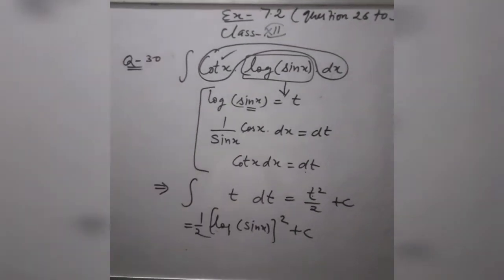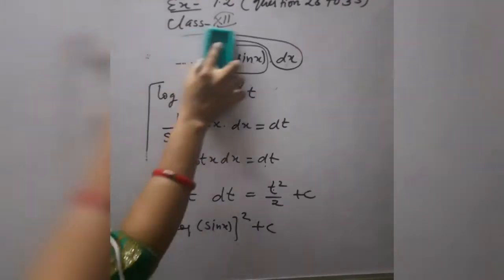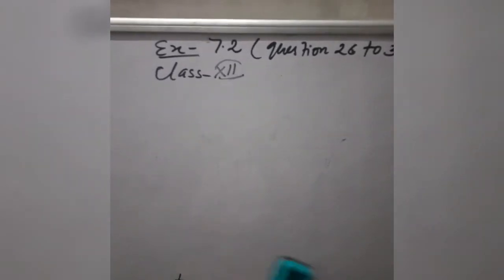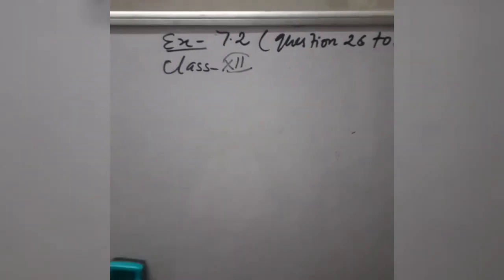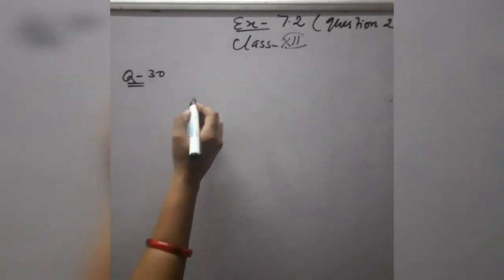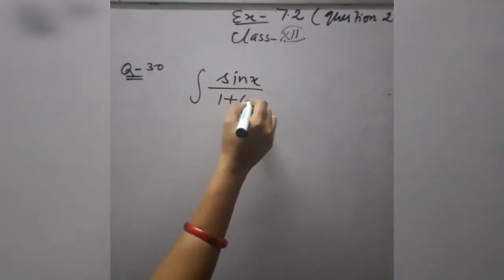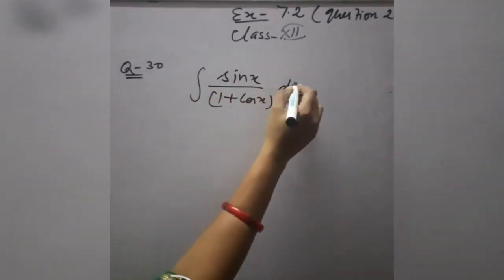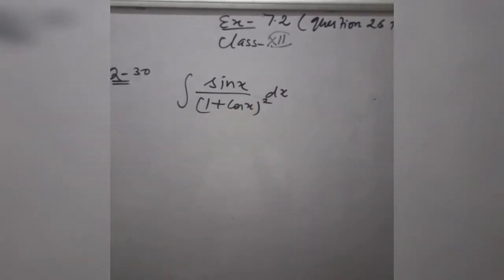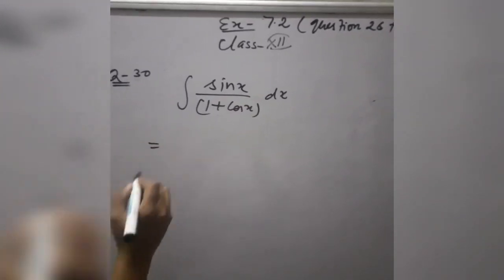Now next we will start question number 30. Question number 30 and 31, these two are similar. I am explaining question number 30. Question number 31 you will try yourself. In the 30th sum, the statement is find the integration of sin x divided by 1 plus cos x. In question number 31, in place of 1 plus cos x, only the square is given to you. So you will do question number 31 yourself. I am explaining question number 30.